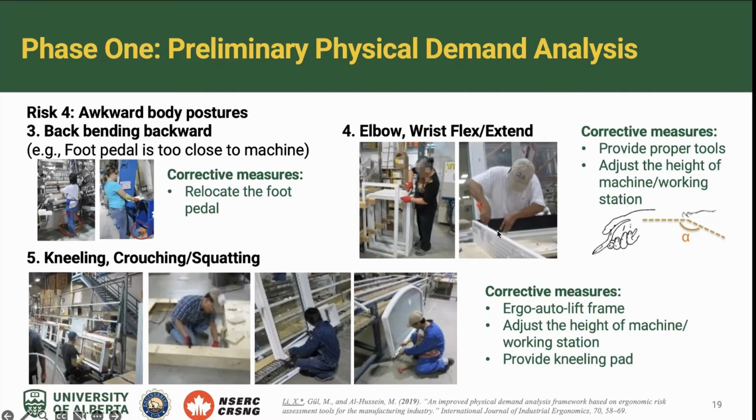There might be upper body posture on the kneeling, squatting, or crouching. Right, those are the postures that may make you feel more fatigued during the day. So instead, we can provide some ergo auto lifting frame to lift the item up, adjust the height of the machine workstations, or providing them kneeling pad, right? Or stagger the tasks. That would be most simply way for us to implement immediately.